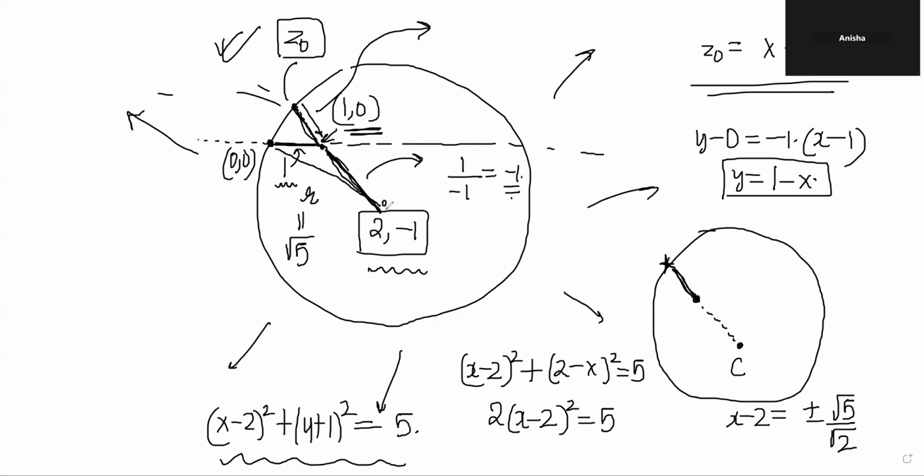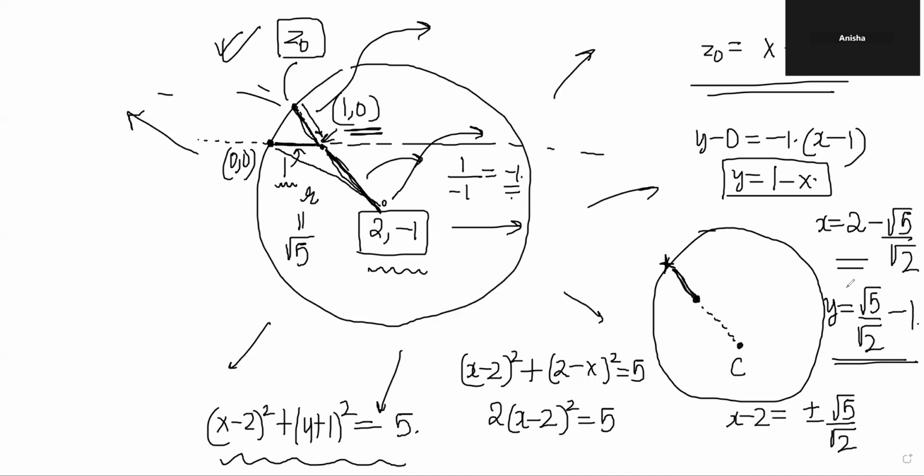So it could be plus also, but it is not, right now from the figure. It cannot be 2 plus, because that will put it this side of the center, right? So x has to be 2 minus root 5 by root 2. And y would be 1 minus x, so root 5 by root 2 minus 1. So these are the points that give us our z naught.